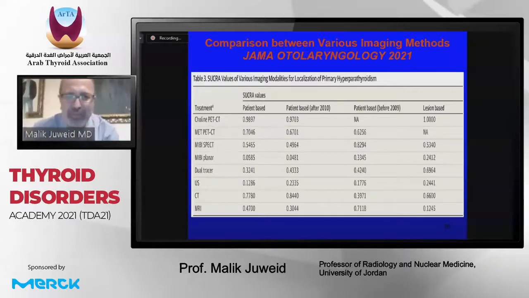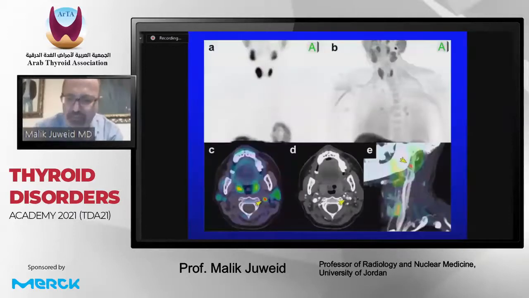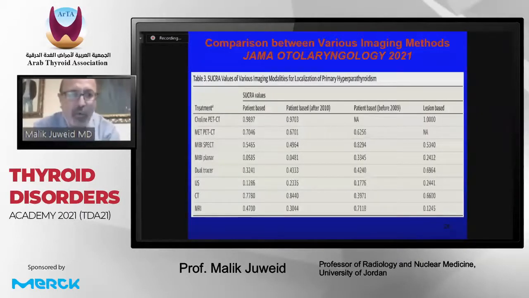And they calculated the so-called SUCRA value, this was over many, many years since parathyroid imaging began, which is the surface under the cumulative ranking curve. The number here ranges from 0 to 1, gives you the probability that this imaging modality is the best, the most effective imaging approach. And as you can see here, for the entire period, choline PET CT was on the top with a SUCRA value of almost 1.